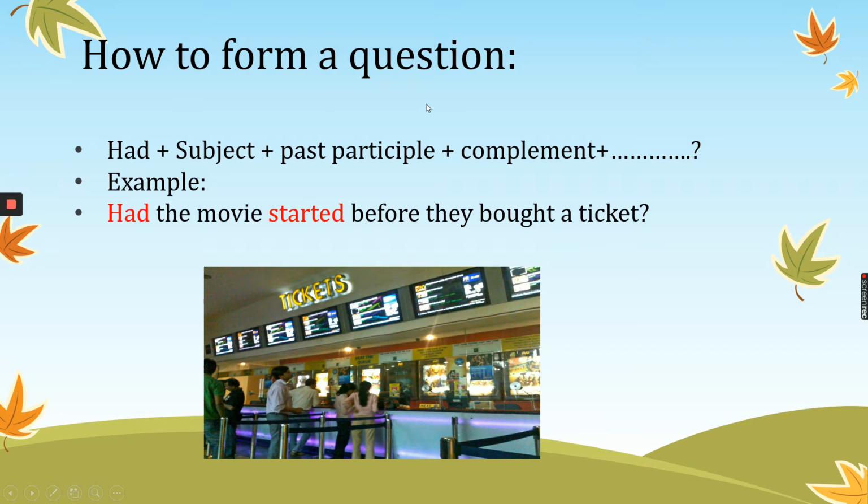How to form a question? We start with had plus subject plus past participle and the complement and the rest of the question. For example, had the movie started before they bought a ticket? So here we started with had and then the subject, then the past participle.